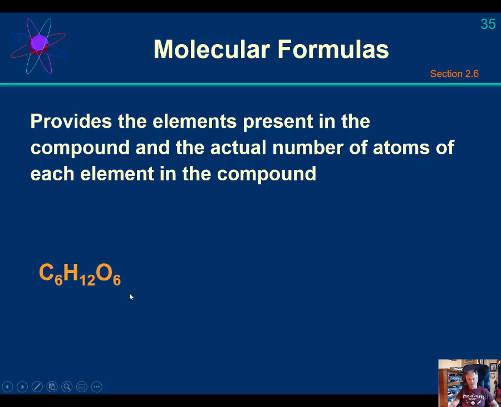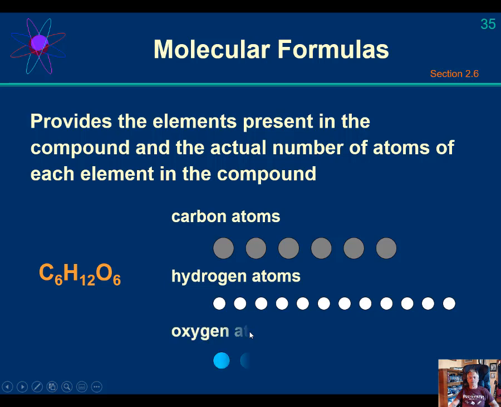Now, this is a molecular formula. It gives you the number of carbons in this compound, the number of hydrogens in this compound, and the number of oxygens in this compound. So 6 carbons, 12 hydrogens, and 6 oxygen atoms. Exactly. Molecular formulas give you the formulas for molecules, all right?